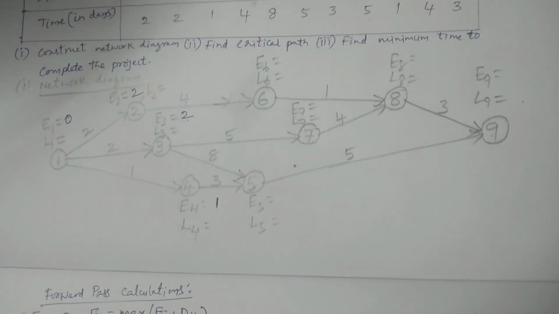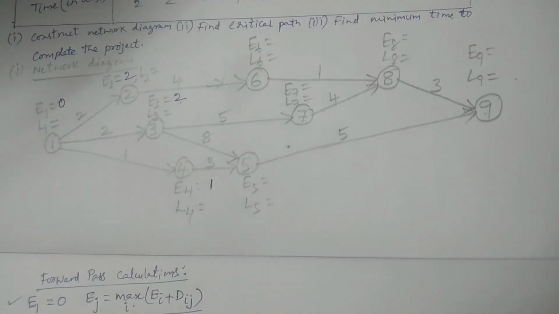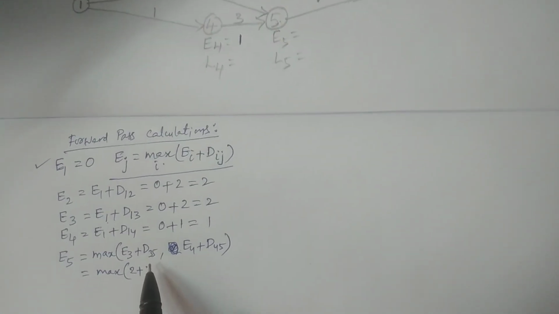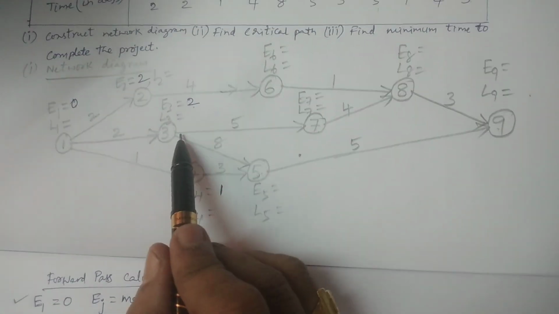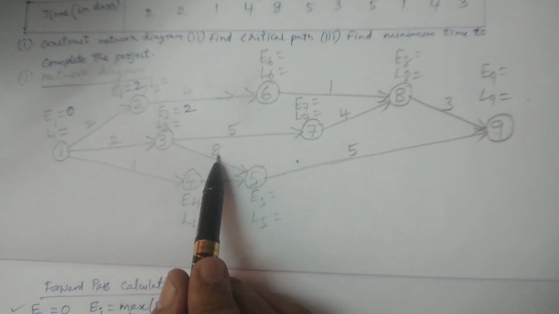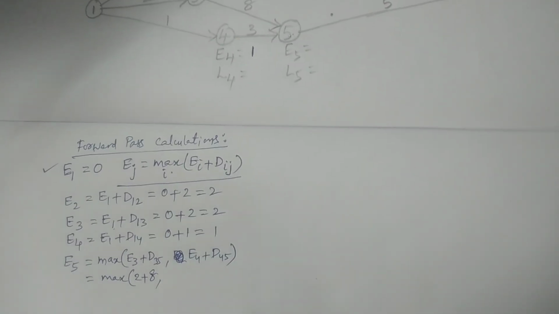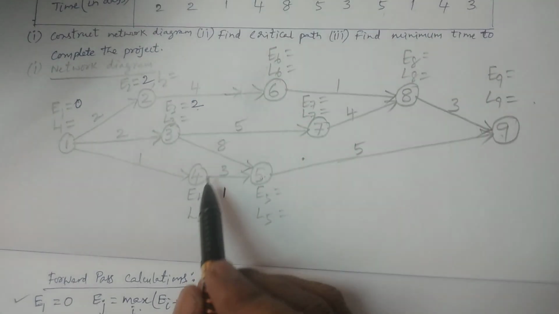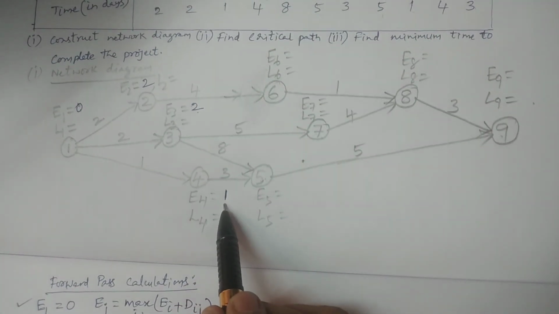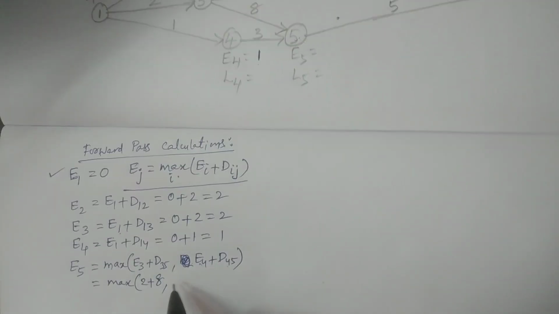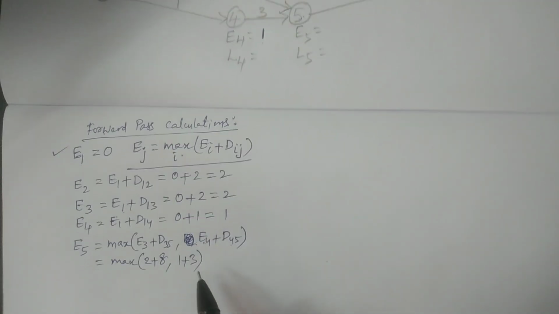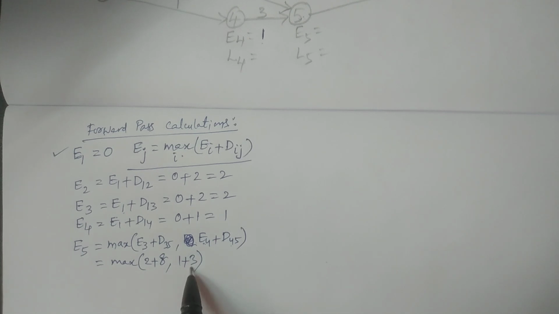8 to 9, 3. So now I'm coming back to calculation of the maximum of E3 plus D35 and E4 plus D45. E3 is 2, D35, you see here, 3 5 is 8. So 2 plus 8 is 10. E4 is 1 and D45 is 3, so 1 plus 3 is 4. The maximum is 10. Right? The maximum value is 10.